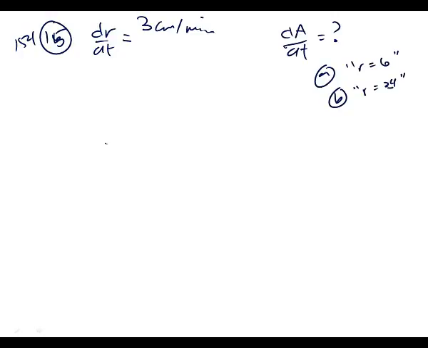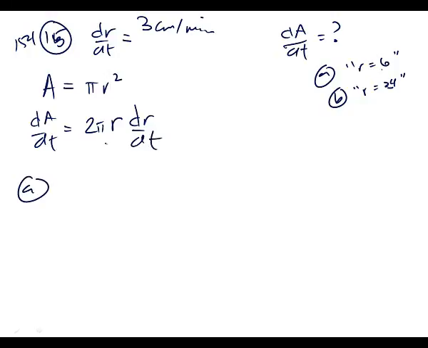Okay, so first of all, what's the formula for area of a circle? So we just need to take the derivative of that with respect to time. So what's the derivative of A? The pi is going to stay. We bring the 2 in front, so 2 pi r. What else do I need to write? dr/dt. And we're going to go ahead and plug in. So A said we're plugging in a 6. B said we're plugging in a 24.